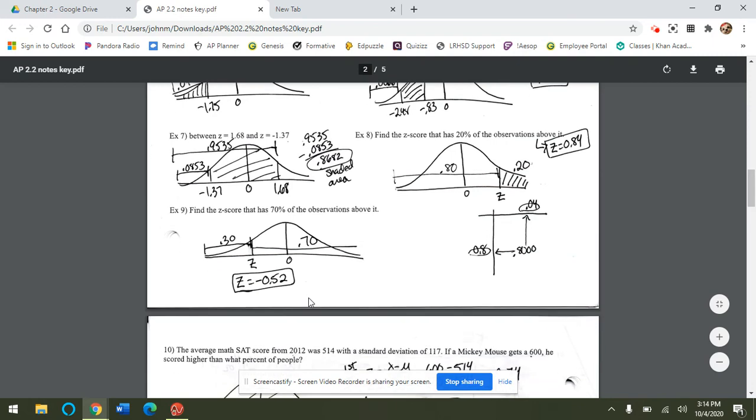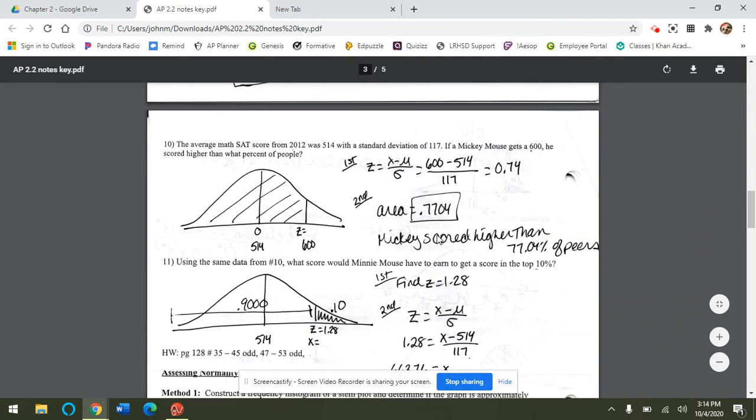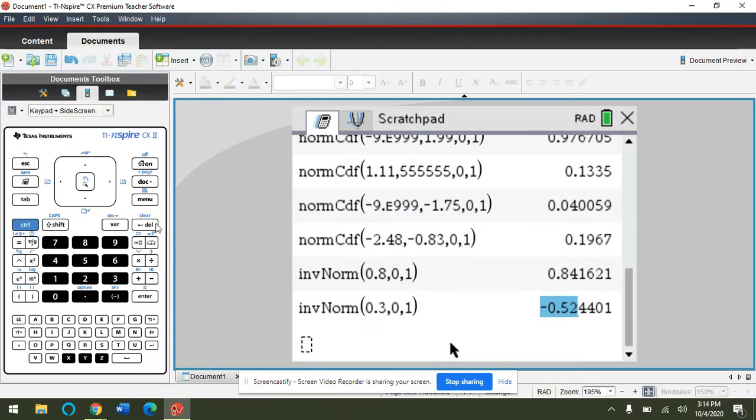So let's say that we have a word problem, all right, like this. Well, how can we handle that? So what you're going to do for problem 10 is you're still going to find your z-score, right? You're still going to find your z-score to be 0.74. And then your z-score would be here, 0.74. Then you'd use your calculator to do normal CDF. Okay, our shading starts at negative infinity. Our shading goes up to positive 0.74.